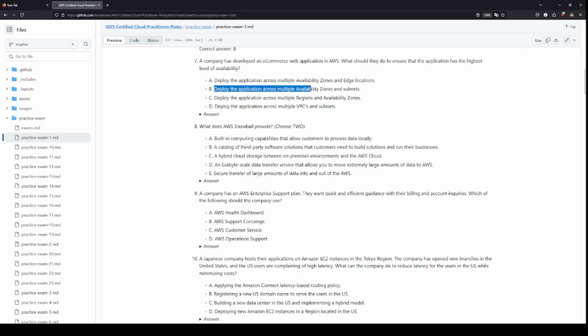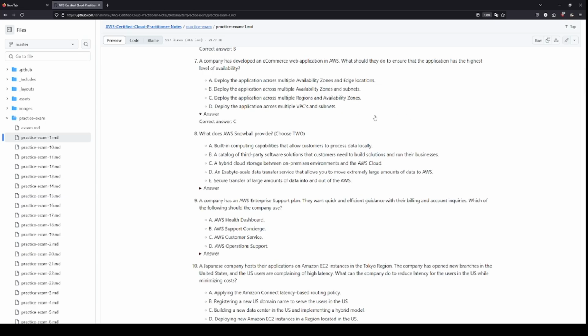B, deploy the application across multiple availability zones and subnets. So I don't think it's B because the subnet thing does not matter. C, deploy the application across multiple regions and availability zones. So if you remember the global infrastructure of AWS, it goes region, availability zone, data center, right? So region is your top level. This is going to be like almost your specific countries, right? And then D, deploy the application across multiple virtual private clouds and subnets. So the subnet thing instantly makes me think it's not okay.